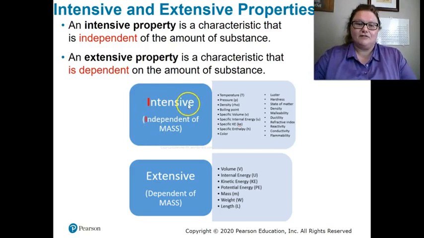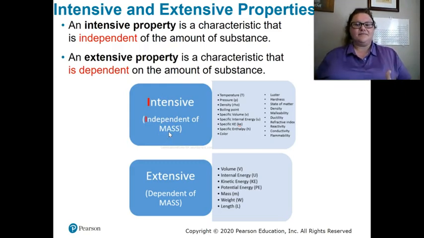So intensive, independent of mass. If you're independent, you don't need it. So what falls in that category? The temperature of something, it's not going to matter how much you have. The pressure you put something on, its density, the temperature that it boils, its volume, its energy. Enthalpy is Chem 2. The color it is, it's still going to be the same color whether you have a small piece or a big piece.